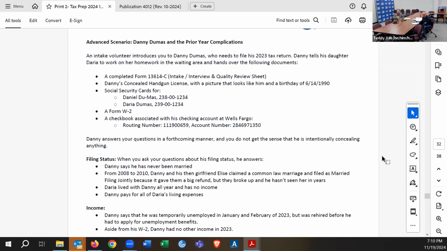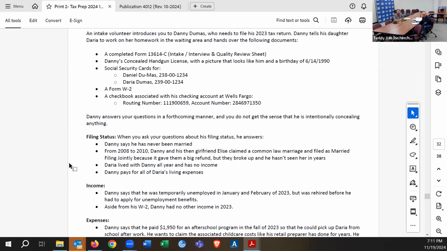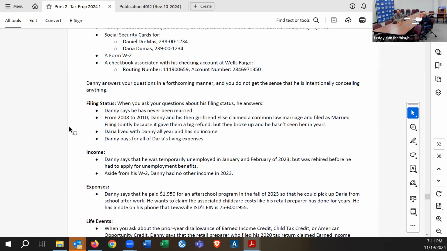So, Danny Dumas has shown up. He needs to file his 2023 tax return. He's got his daughter with him. He hands over those documents. So no complicated documents, it's just a Form W-2. Social Security numbers, Social Security cards, I should say. He fills out the intake sheet, says he's never been married.